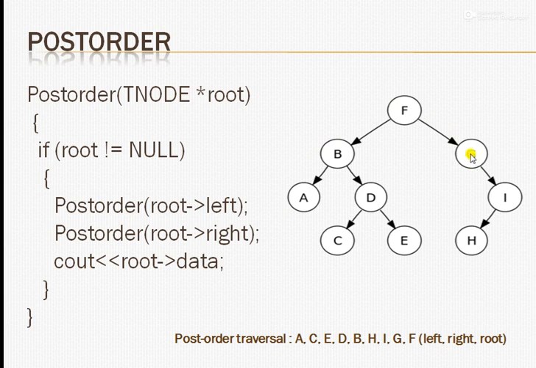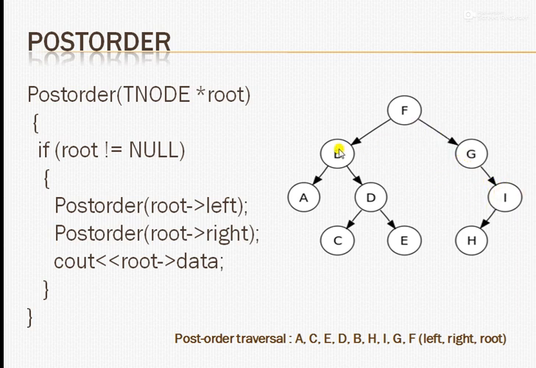Now Z, it will check for left, there is no left, so I cannot print Z yet. I'll have to check for I. I has a left subtree, that is H. H does not have left, H does not have right, so we are going to print H. Then it will come to I, which does not have right, so I can print I now. That means after printing H, it will print I. Then for Z, the left we have already visited, that means there is no left, that's why we come to the right direction. Now this part is done, so I can print Z.